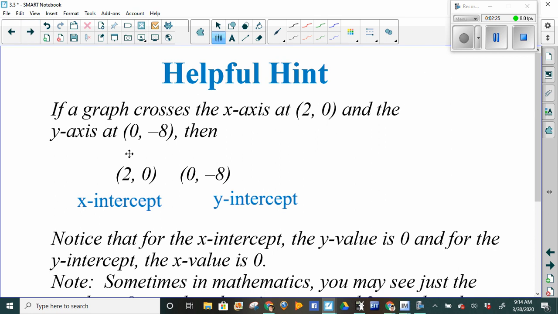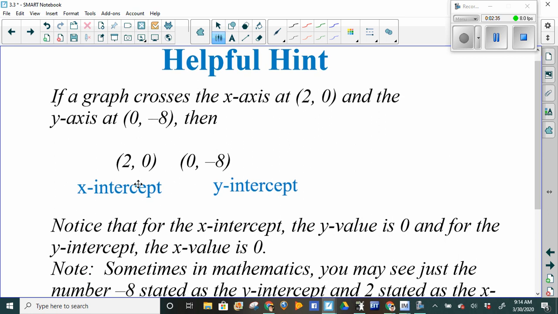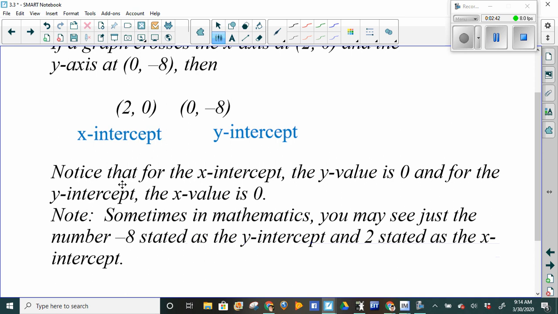Okay, so here's some helpful hints. So if a graph crosses the x-axis at 2, 0 and the y-axis at 0, negative 8, then the x-intercept is 2, 0 and the y-intercept is 0, negative 8. Notice that for the x-intercept, the y value is 0, and for the y-intercept, the x value is 0. This is what I was saying, to make sure you pay attention on that, because it's very common to get them backwards and to mix them up. So you may do that at first, and just be cautious of your mistakes.